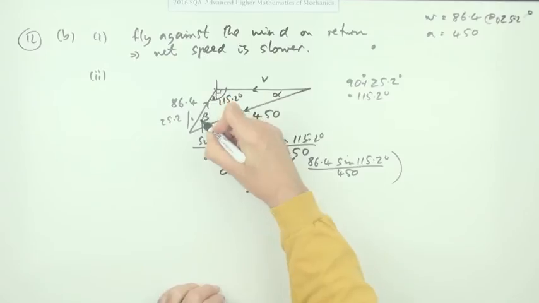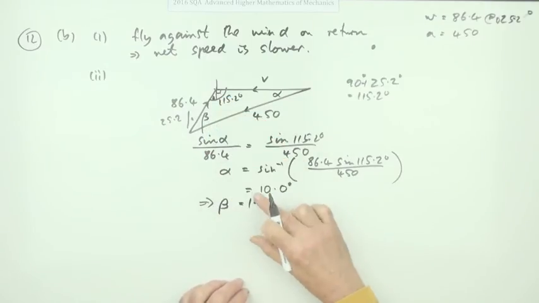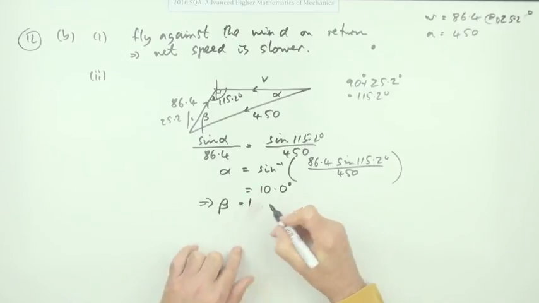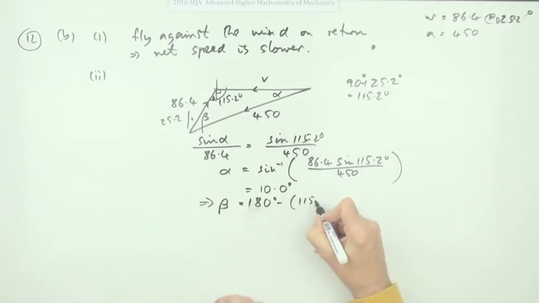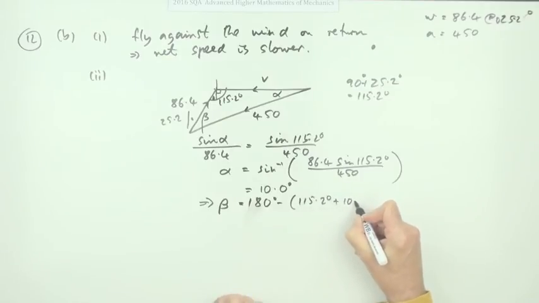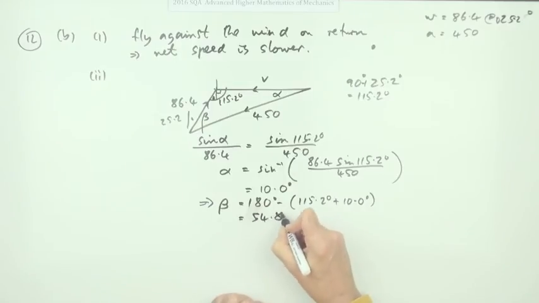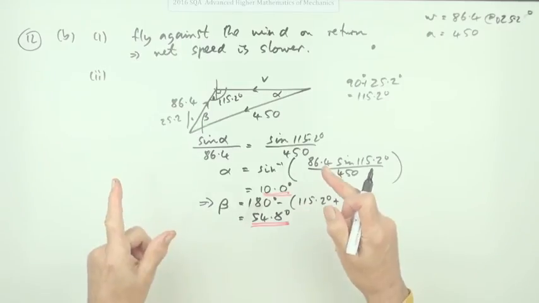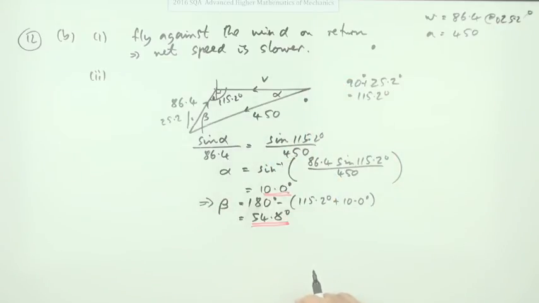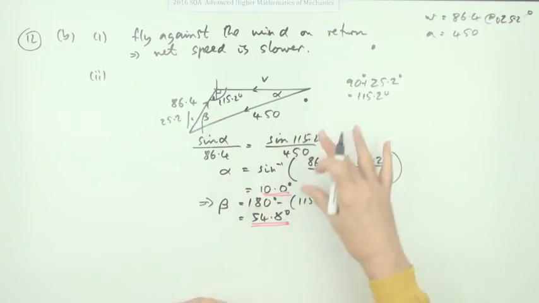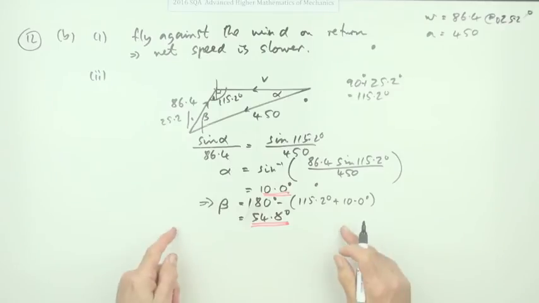Which means that the angle I actually want, if I call that beta, will be, using the triangle, 180 minus what you've got so far, the 115.2 plus the 10 degrees, so that's 54.8. So far, that's 1 mark for constructing the diagram so you can see what's happening, and 1 mark for going through the sine rule to arrive at the 10. Now the next mark would be for getting the speed.